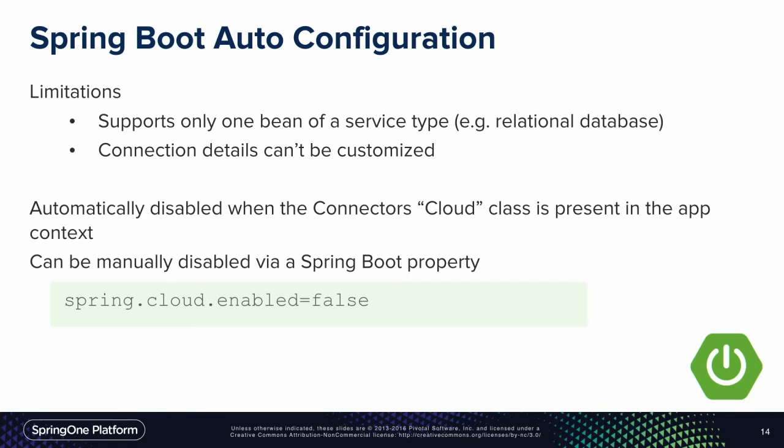So there's a way to disable this Spring Boot auto configuration if you don't need it. It's automatically disabled if you instantiate a class from Connectors directly in your application. One of the core classes that comes out of Spring Cloud Connectors is this class named Cloud. If you've done anything in your application to manually instantiate a bean of that type, then Spring Boot will say, you're taking over doing this configuration on your own. I'm not going to do any auto configuration. I'm going to get out of your way. It can also be disabled manually by setting this Spring Boot property in your application, and you can make it back off in that case.